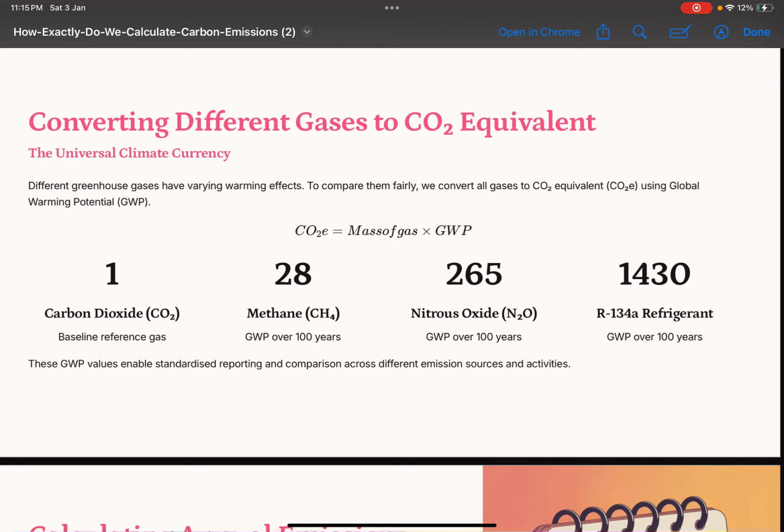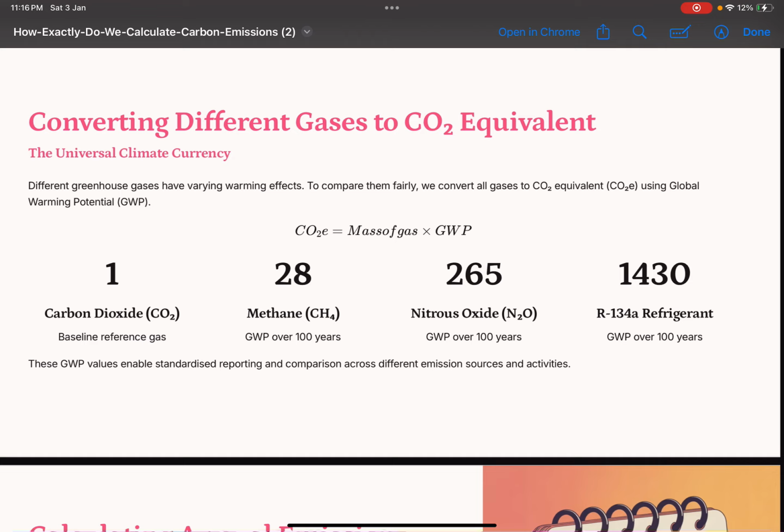Now, what is this? The CO2 equivalent is a concept which is used to express the global warming potential of different greenhouse gases in terms of carbon dioxide equivalent. This is because different greenhouse gases have different warming impacts. 1 kg of CO2 is not equivalent to 1 kg of methane.